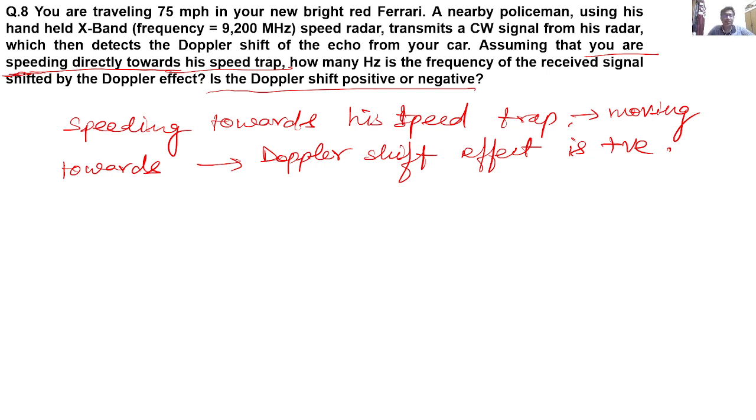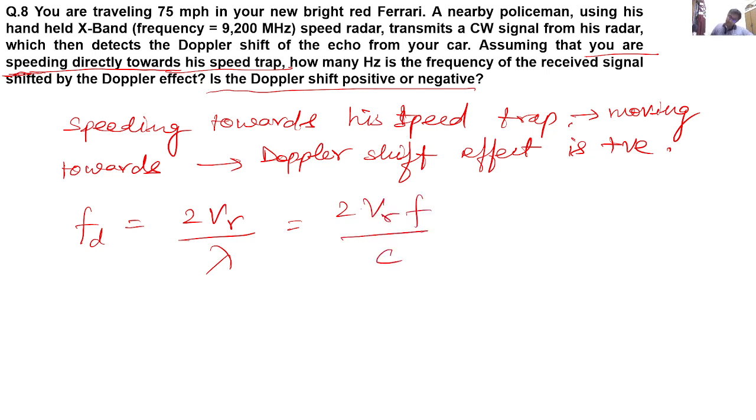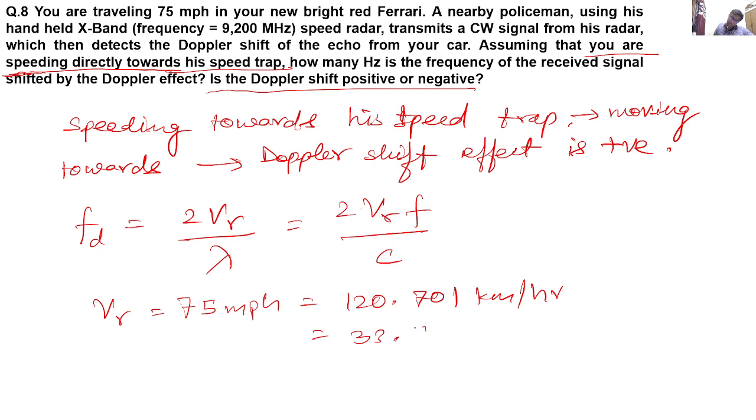Okay, now we need to find out the Doppler frequency again. So Fd is equal to 2Vr by lambda. This is the equation, or in terms of frequency, 2Vr f by c. So let's find it out then. Vr is 75 miles per hour, which is equal to 120.701 kilometer per hour, or it would be equal to 33.528 meter per second.